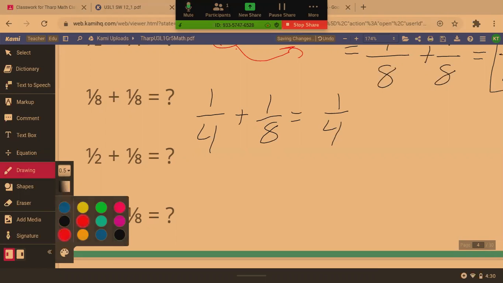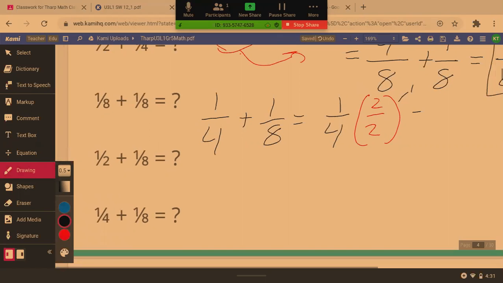Let's multiply and manipulate 1/4 to get it to 8. So what can I multiply 4 by to get it to 8? 2. So 2 over 2, which we know is 1. We are just manipulating the situation so that we can add or subtract. One-fourth multiplied by 2 over 2. When we multiply across, 1 times 2, 2. 4 times 2, 8. Plus 1 over 8 equals.